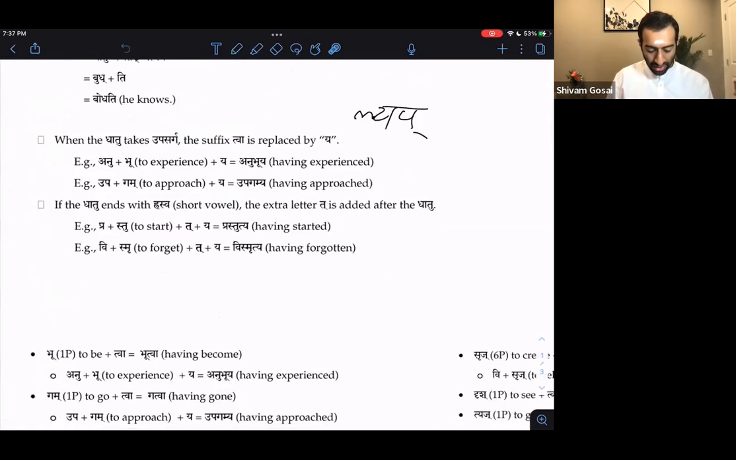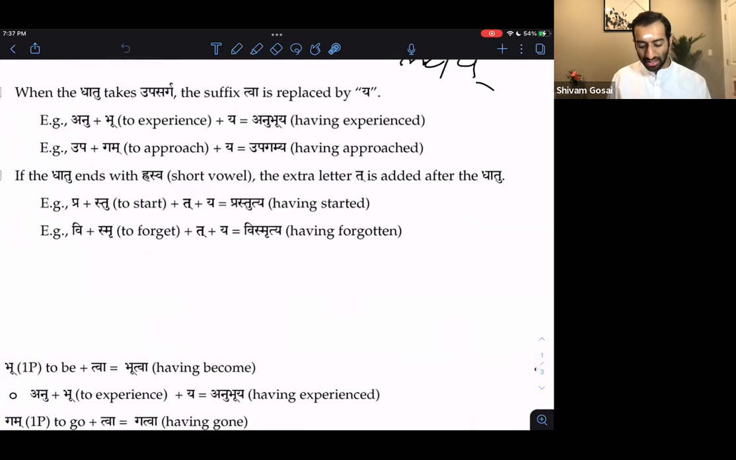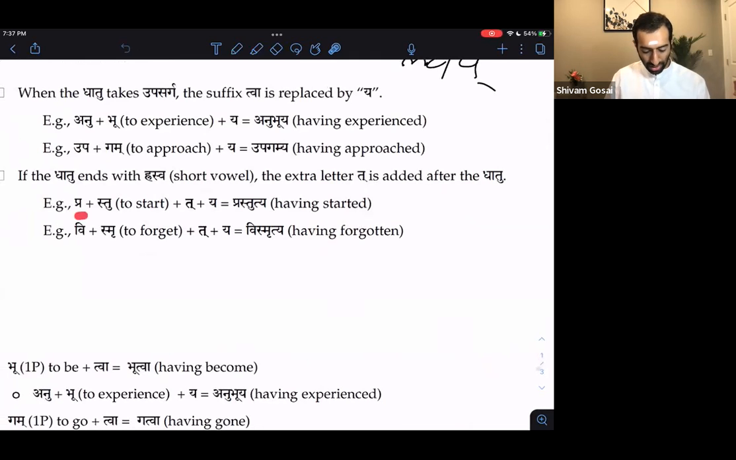We also saw that when the dhatu has an upasarga, twa is replaced by ya. This suffix lyap, L-Y-A-P, but finally we are left with the yakara. So in this example, anu bhu, because it has an upasarga, instead of twa, I'm going to add a yakara, this lyap. So it's going to be anubhuya. And when there's an upasarga in the dhatu, but the dhatu ends with a hrasva, a short vowel, then you're going to get an extra letter takara after the dhatu. So like prastu, and because there's an upasarga, we add yakara, but here we add an extra takara. So prastutya.